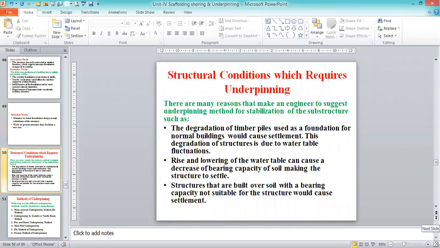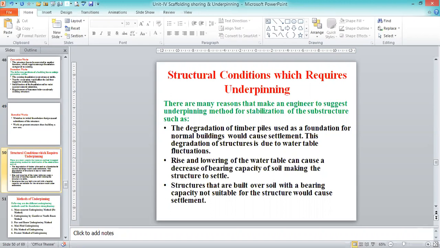Then structural conditions which require underpinning. The degradation of timber piles used as a foundation for normal buildings would cause settlement. This degradation of the structure is due to water table fluctuations: before the floods and heavy rainfall, and after the rainfall, how the structure behaves. This is going to be called a major cause for underpinning.